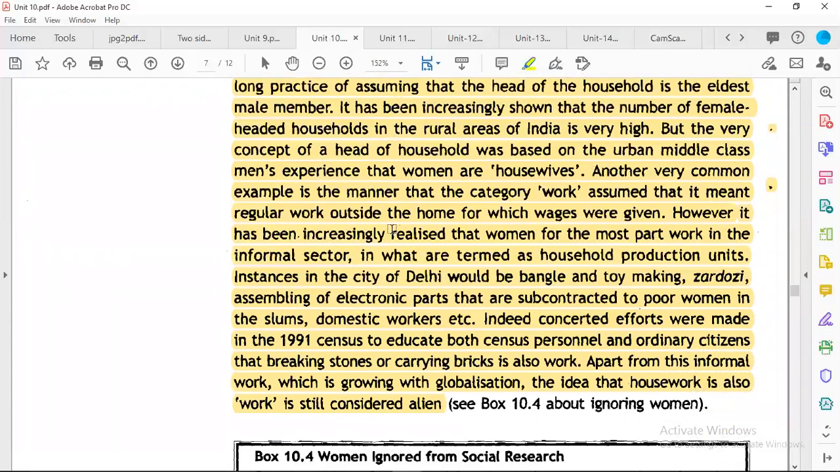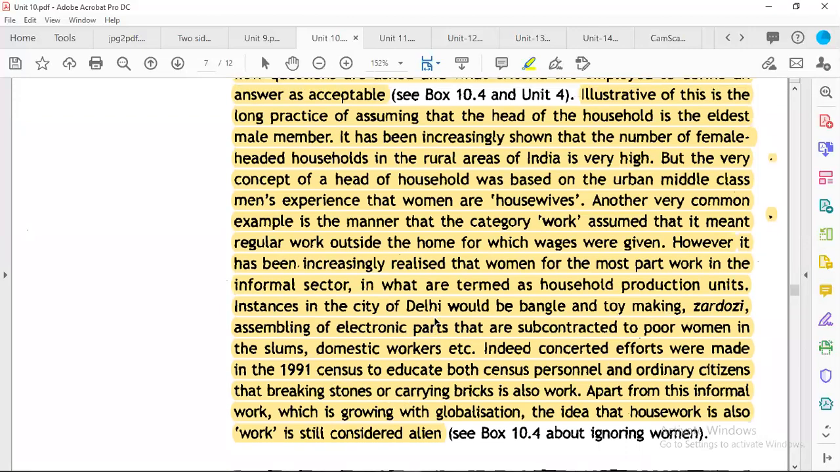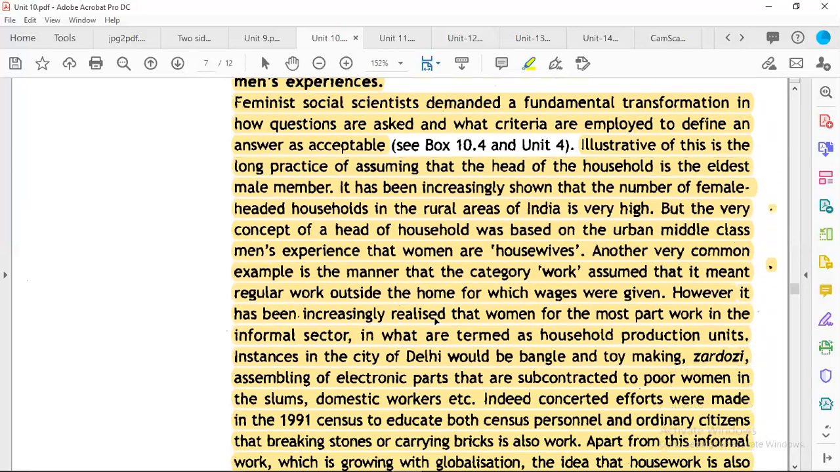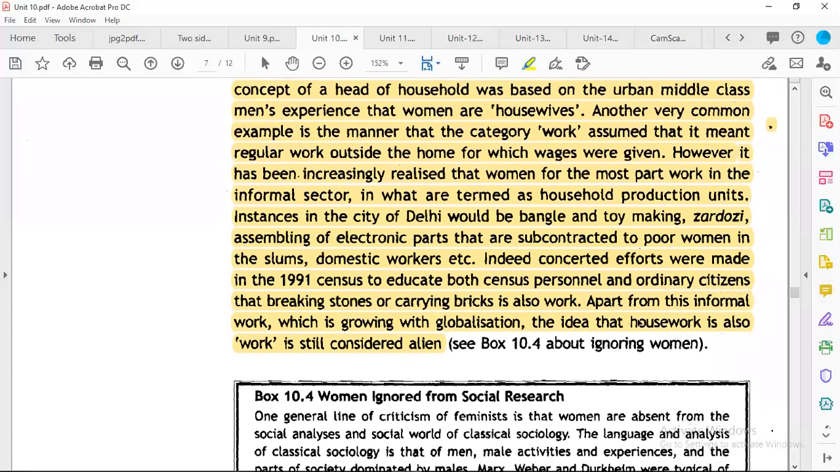There are some specific works which are known as women's work. There are various examples. In Delhi, it would be bangle and toy making, Zardozi, and assembling of electronic parts that are subcontracted to poor women in the slums. So there are some specific works meant to describe that those are women's work. That is an example of men's experience towards society. And the last line: the idea that housework is also work is still considered alien.